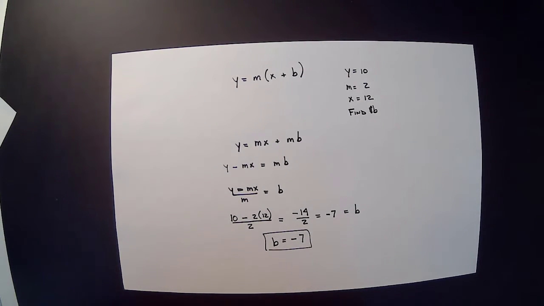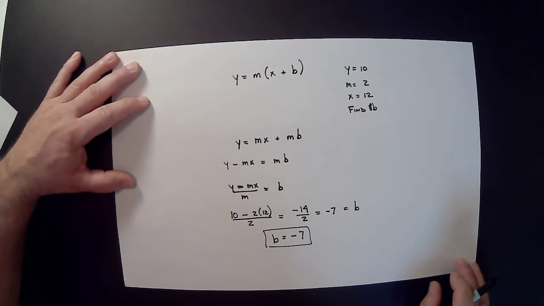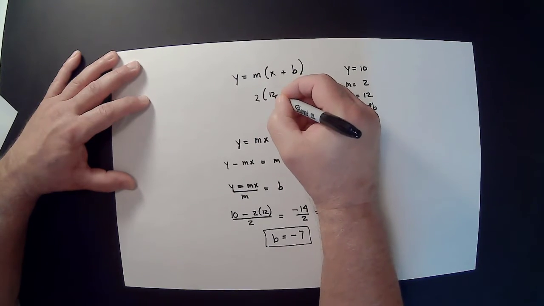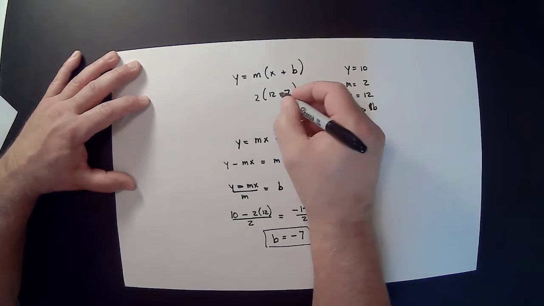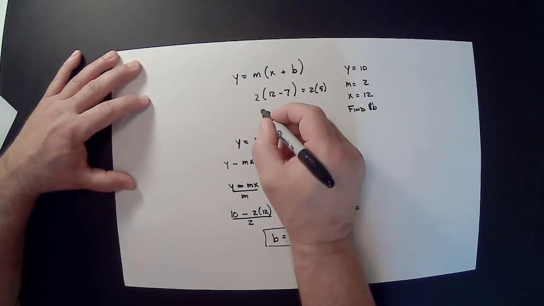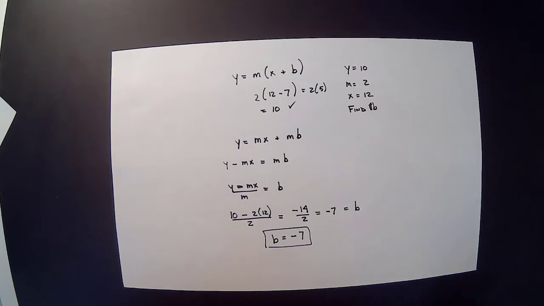Now, always a good idea, check your work. Let's take that value of b, plug it back into our original equation, and see if I get the same result. So 2 times 12 minus 7 equals 2 times 5, which equals 10. Check, it does. And that's the correct solution to practice problem 2.